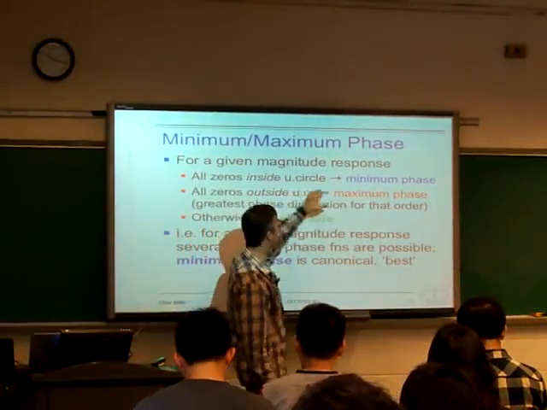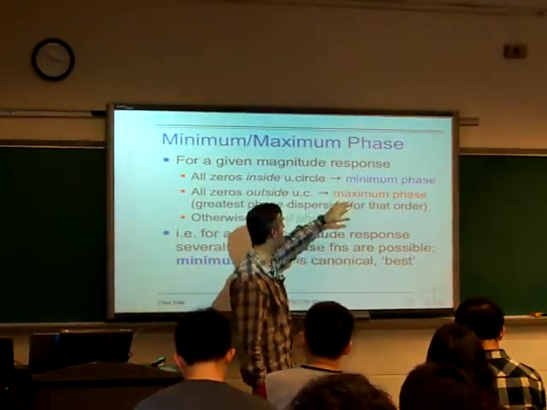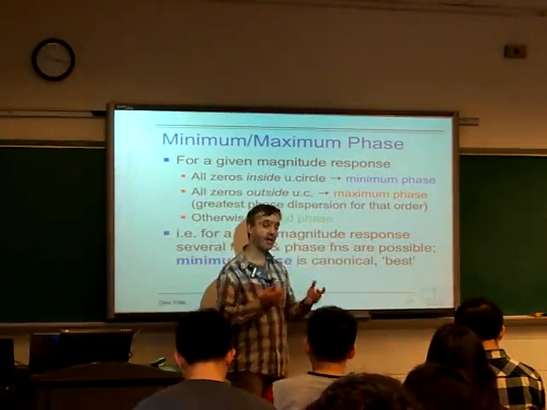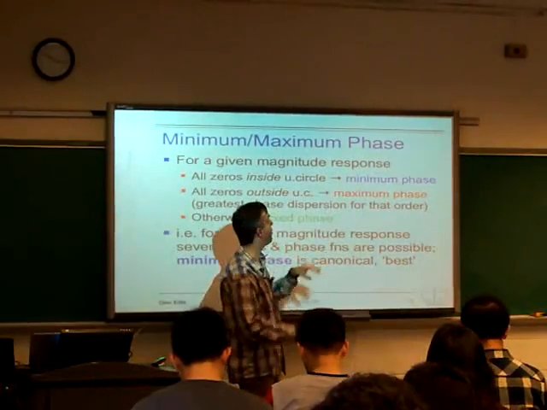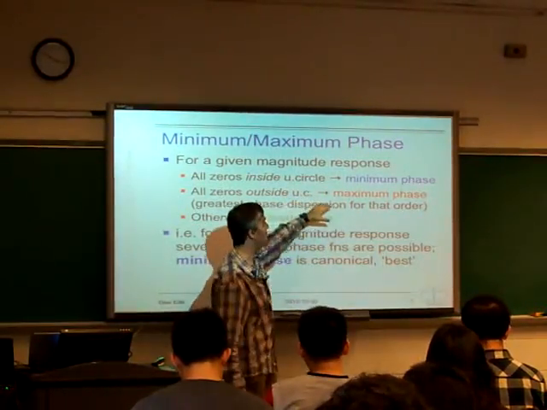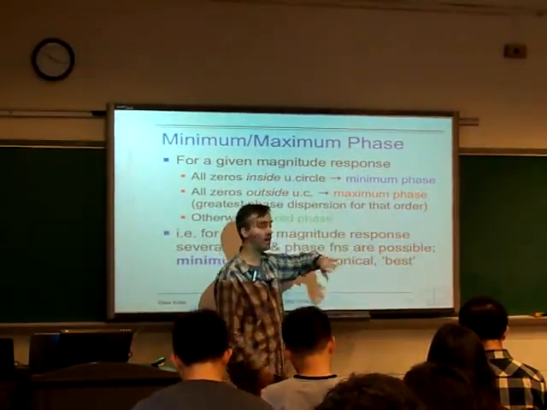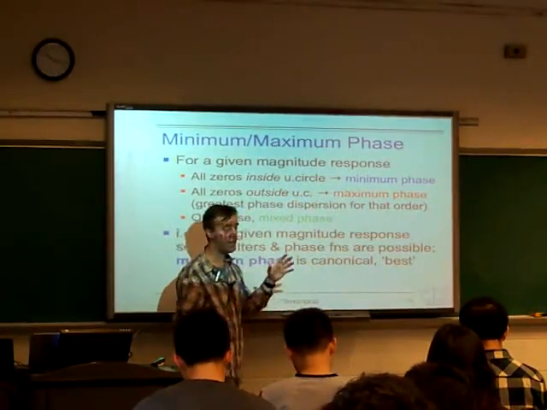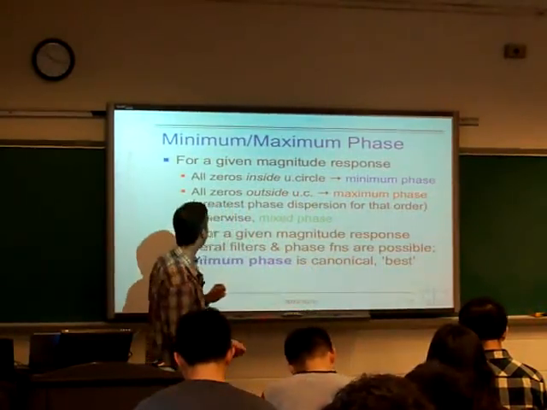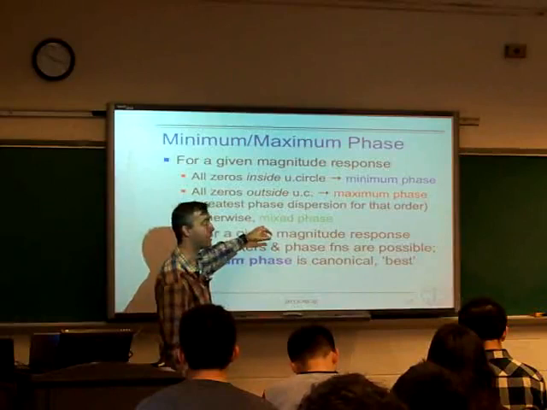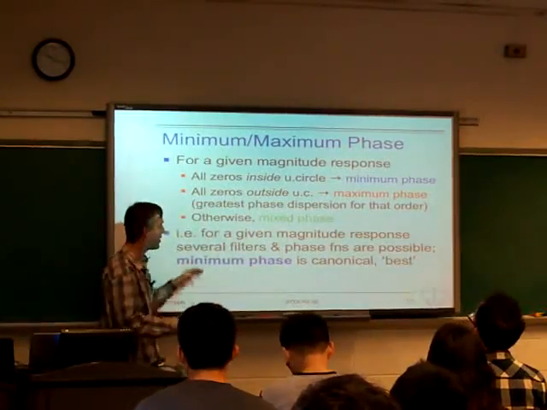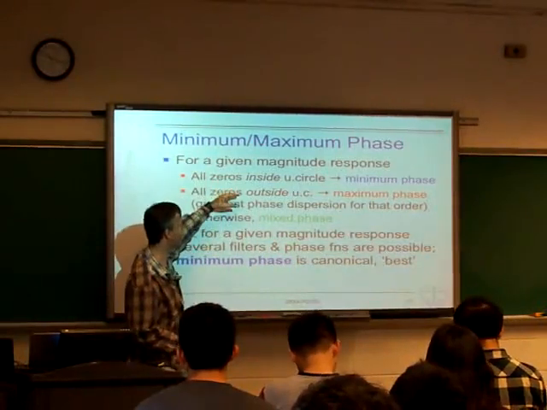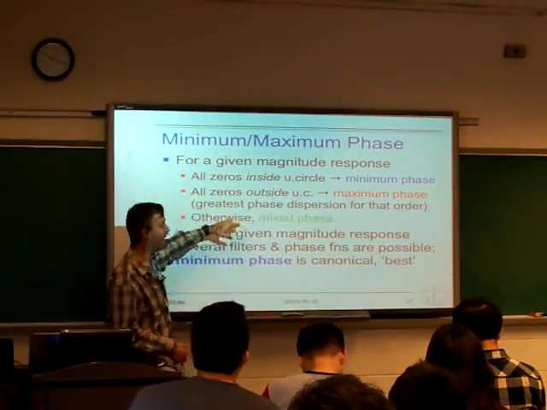So if all the zeros are inside the unit circle, we call that minimum phase, because that turns out to be the system that typically has the phase response that stays closest to 0. But if we move them all outside the unit circle, we call that the maximum phase, because that turns out to be the system that's going to have the phase that deviates furthest from 0. And then if we have some zeros inside and some zeros outside, we call that mixed phase. Obviously there's only one of these and one of these for each filter, but there can be a number of these.